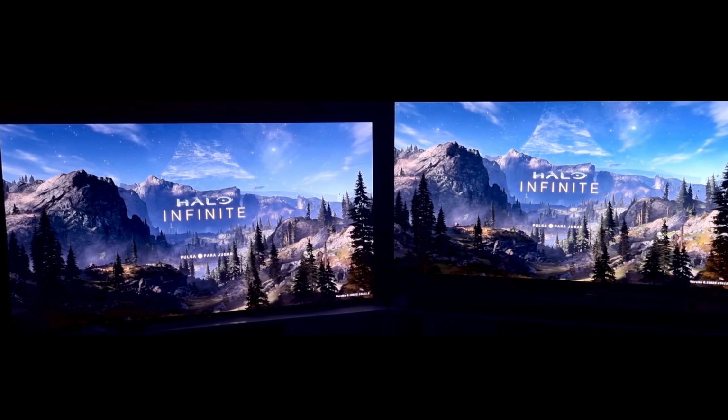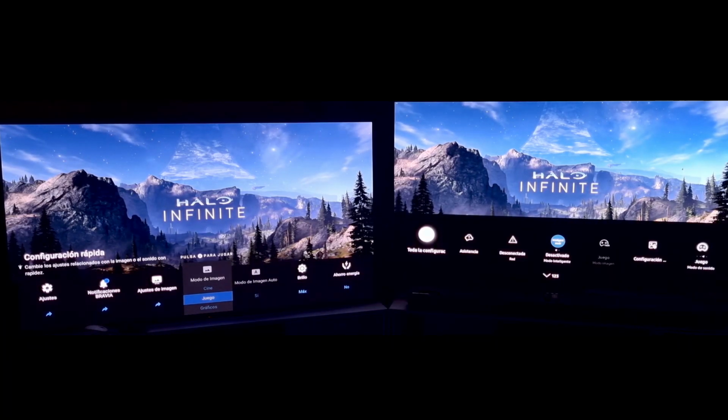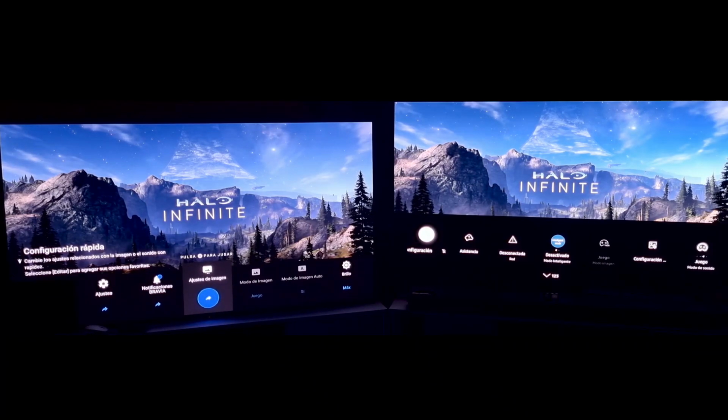Today I'm going to talk about Samsung S95B versus Sony A95K. What are the differences between these two QD-OLED smart TVs? Little by little, all the unknowns regarding the smart TVs that will star in 2022 have been revealed.